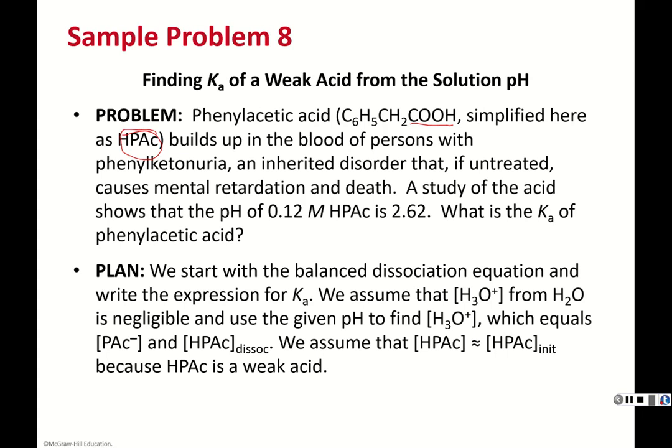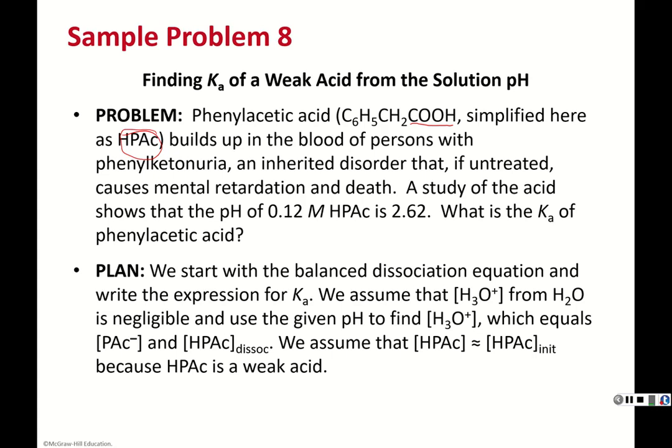Well, this builds up in the blood of persons with phenylketonuria, an inherited disorder that, if untreated, causes mental retardation and death. A study of the acid shows that the pH of a 0.12 molar HPAC solution is 2.62. What is the Ka of phenylacetic acid?